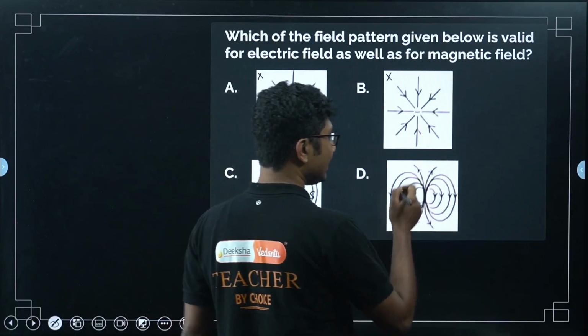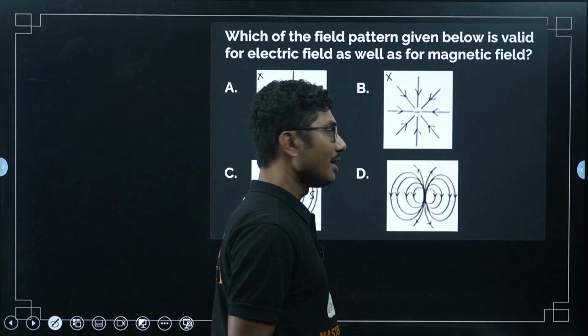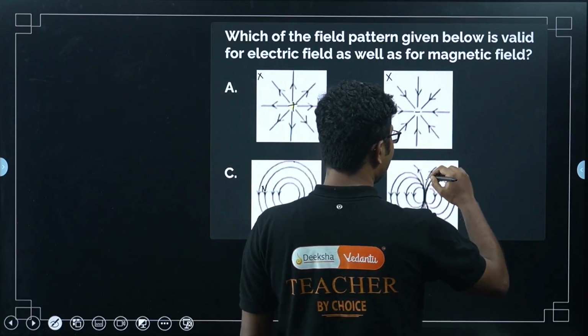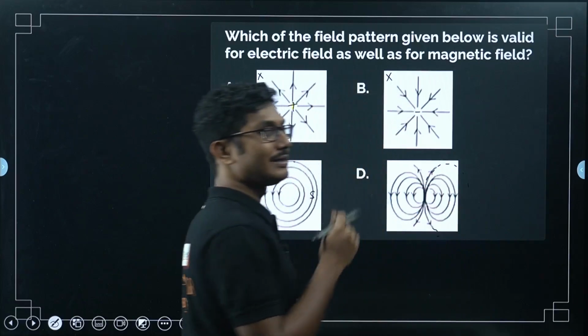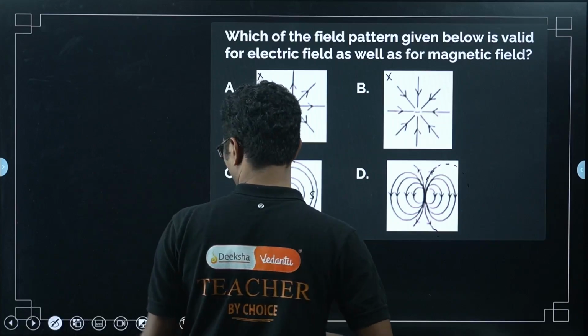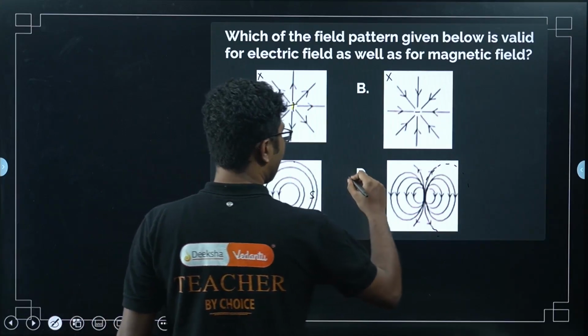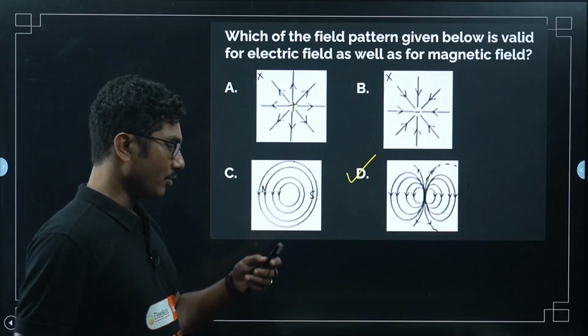But this one, what is this? This is similar to that of a bar magnet. These lines can go out and come back somewhere, and the same thing can be observed for a dipole. So this is the correct option. This is the correct answer. This is from one of your previous year questions, so this is also somewhat important.